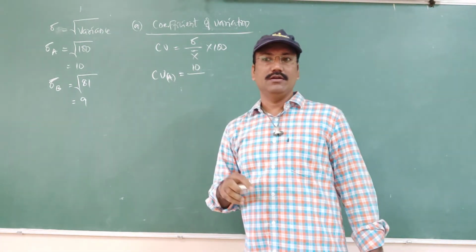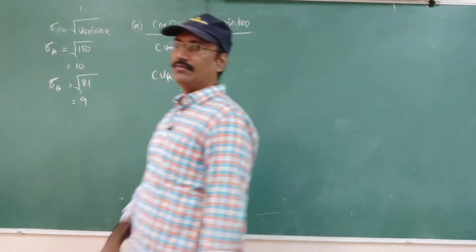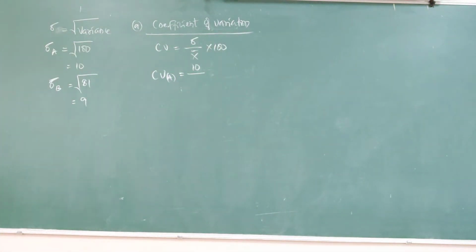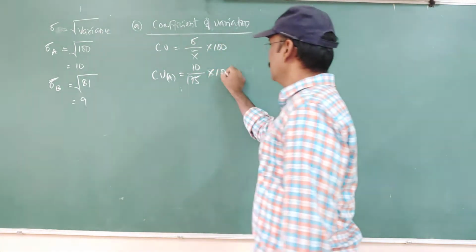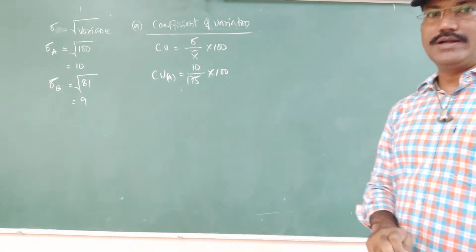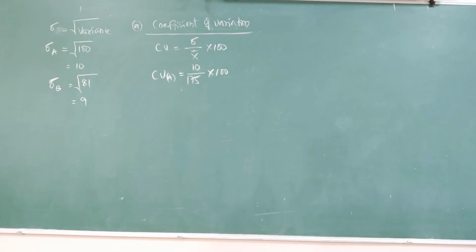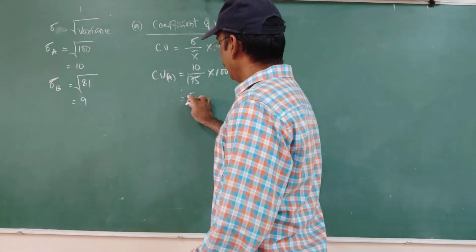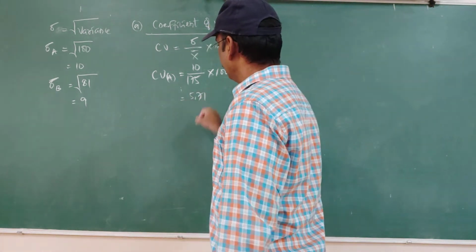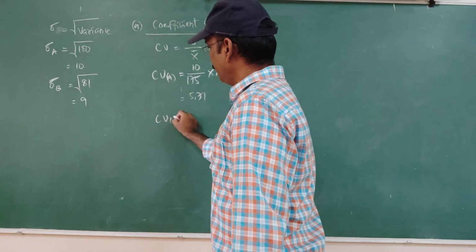In the given data, they gave the average income. How much average income did they give? They gave the average income as 175. So 175 is the average income, into 100. So you need to find 10 divided by 175 into 100. The answer is 5.71.